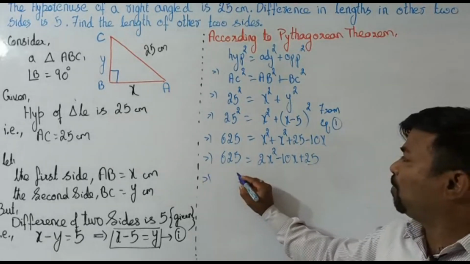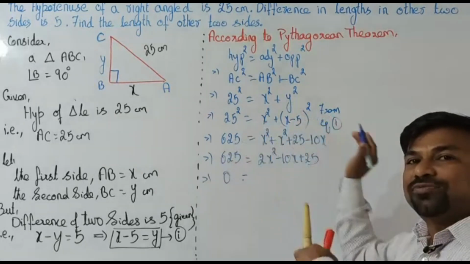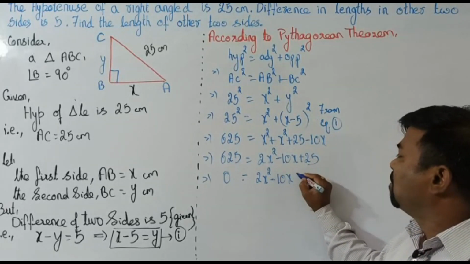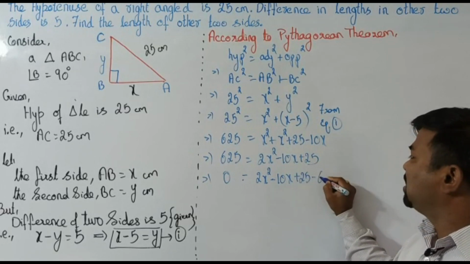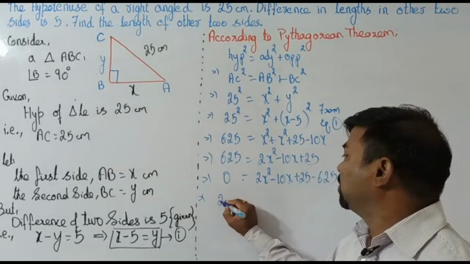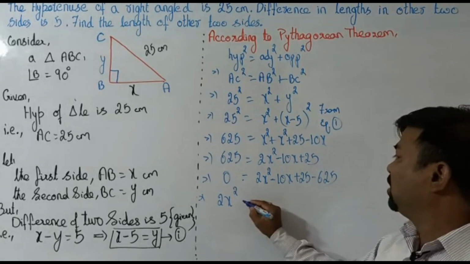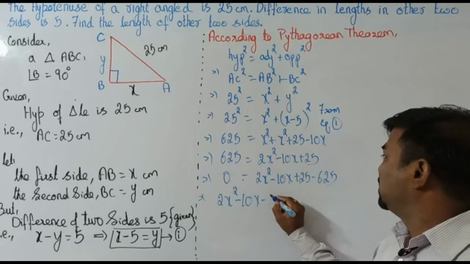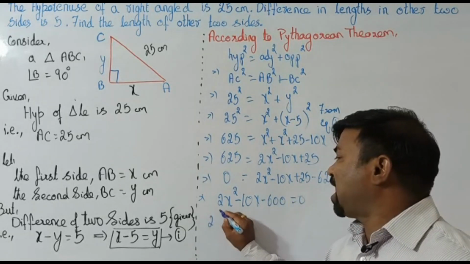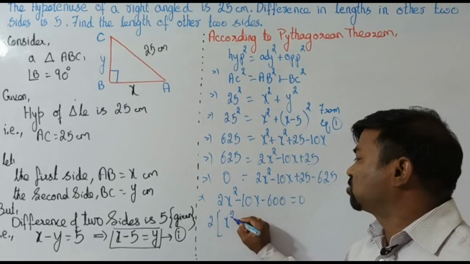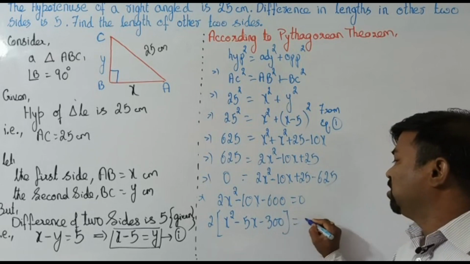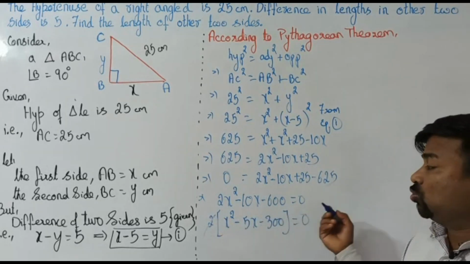Now, I like to keep a 0 there. I want to transfer everything to the other side. So, 2x squared minus 10x plus 25 minus 625. If you set it properly, it's nothing but 2x squared minus 10x minus 600 equals 0. Now I am taking 2 as common. If I take 2 as common, x squared minus 5x minus 300 equals 0. You cancel out the 2, because 0 divided by 2 is 0.